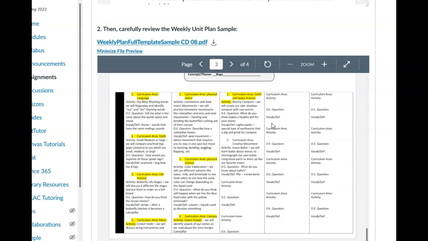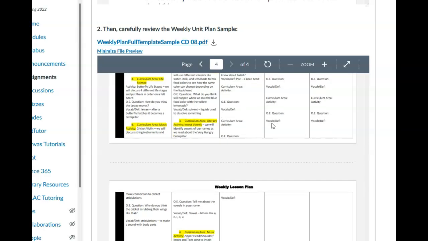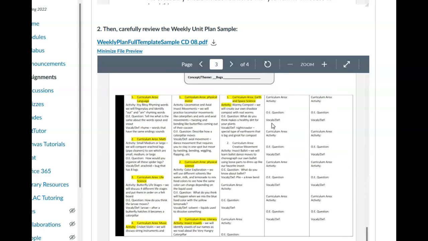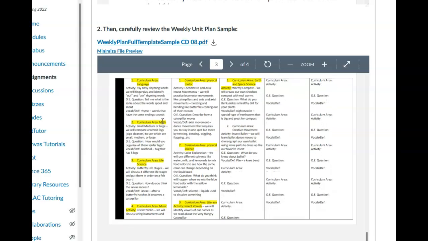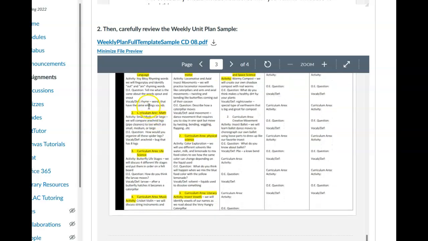Okay, so this is an example of a unit plan. So you'll notice that there's 4 different activities per day, and there's 5 columns. So Monday, Tuesday, Wednesday, Thursday, and Friday. So we have our activity. So in this case, our activity is itsy bitsy rhyming words. We will finger play and identify out and ain rhyming words. OE is open-ended question. What is the same about the words spout and snout? So it's open-ended. There should not just be one answer. Vocab, definition, or rhyme, words that have the same ending sounds.